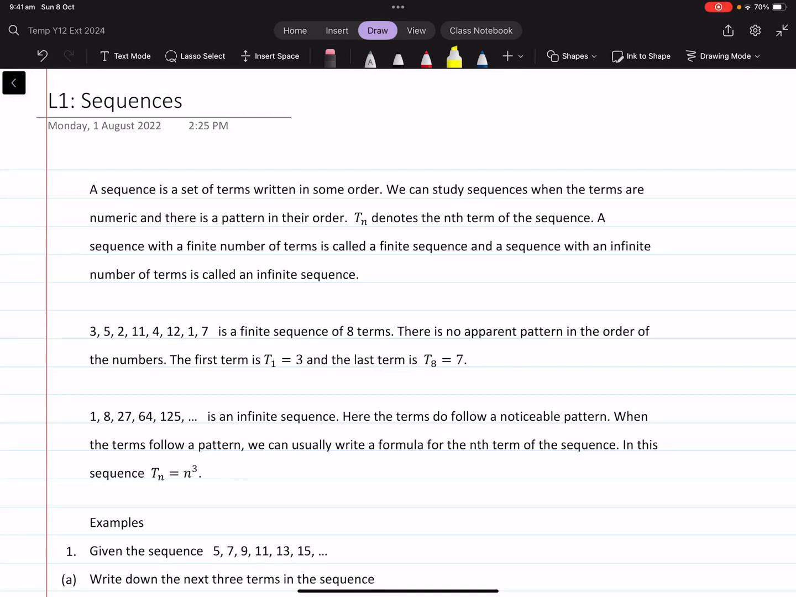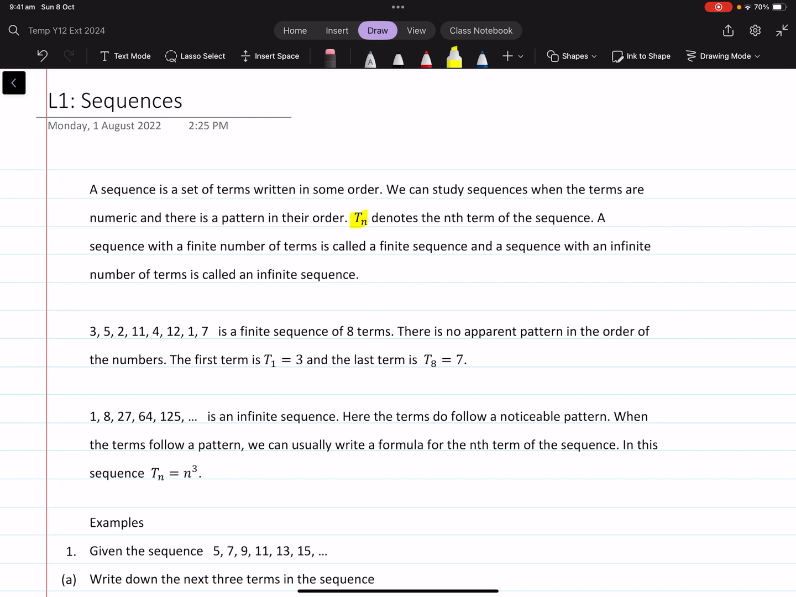So the goal of this first lesson on sequences is to learn the notation and terminology used in this topic. A sequence is a set of terms written in some order, and we can study sequences when the terms are numeric and there's a pattern in their order. Tn, that's T subscript n, denotes the nth term of a sequence. A sequence with a finite number of terms is called a finite sequence, and a sequence with an infinite number of terms is called an infinite sequence.